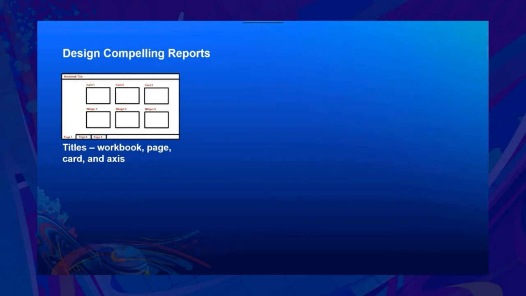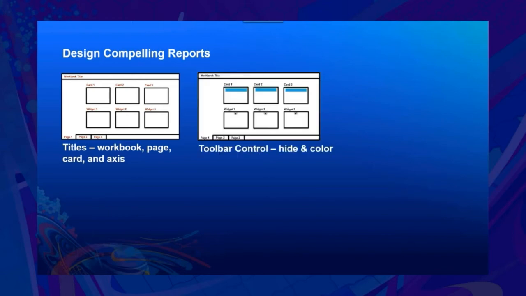As an analyst, it's up to you to create compelling reports that capture your viewer's interest and make it understandable. Many ways you can do this as well. Here's a couple tips and tricks. Titles. Give your workbook, your cards, your pages, even your axes, all meaningful titles. Toolbar control. You can either completely hide the toolbar, as you see in the bottom row of widgets, or in the top row you see how there's colors there. You have control to color them.